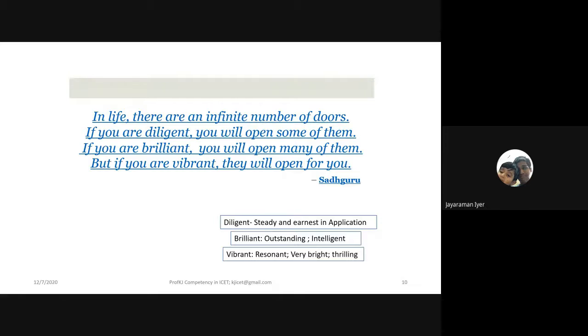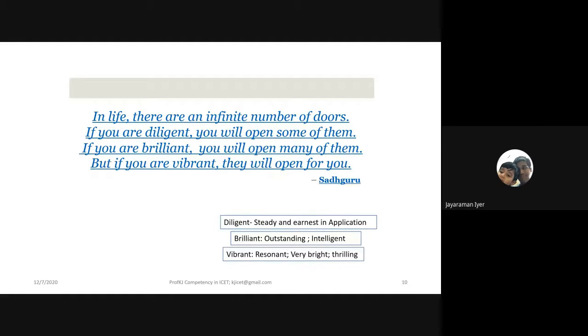In life, there are infinite number of doors, a lot of opportunity. Today, if some engineer who is coming out of the institution says, I am not getting employed, then there is something wrong with him. Employment is available. At 75, I can get employment. At 30, can't he get employment?